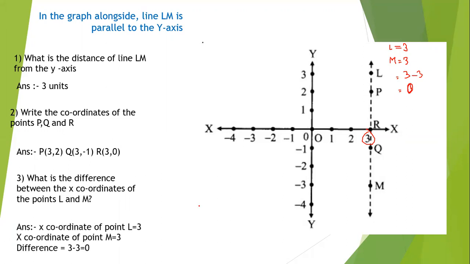The x coordinate of point L is 3. The x coordinate of point M is 3. Therefore, the difference is equal to 3 minus 3 equal to 0.